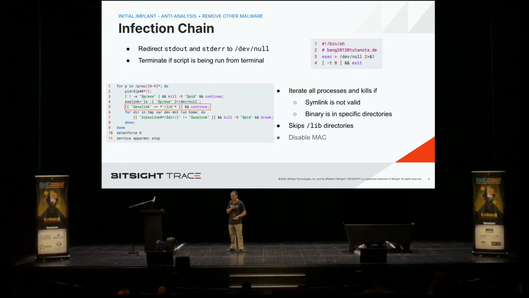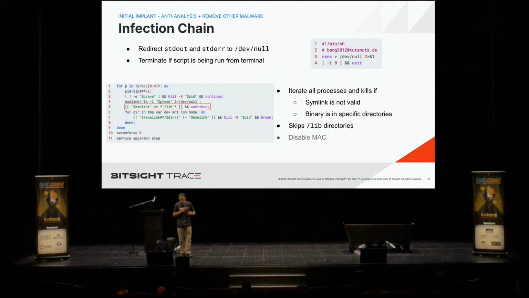The other thing they do is look for specific binary directories. You can see in line 6 where they're iterating directories: tmp, var, dev, mnt, run, and home. If the symlink points to a binary in one of those directories, they will also kill it. One exception here is that you can see on line 4.